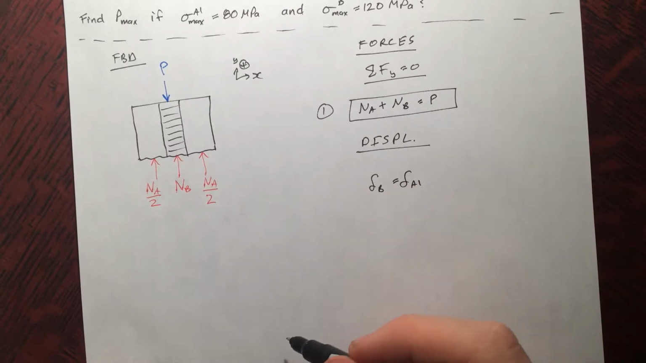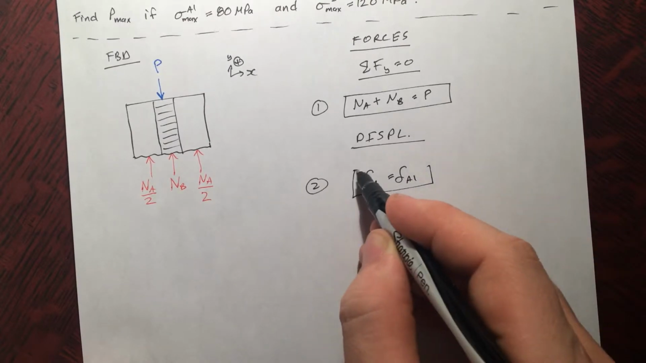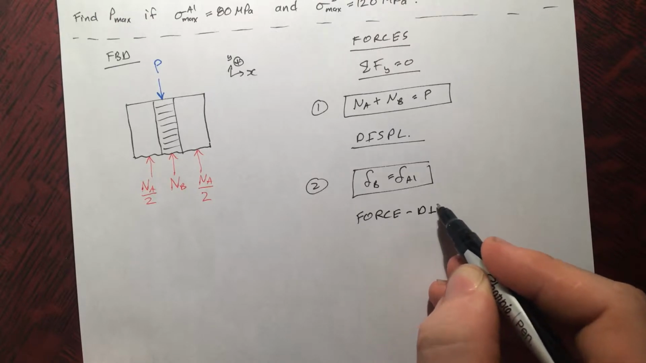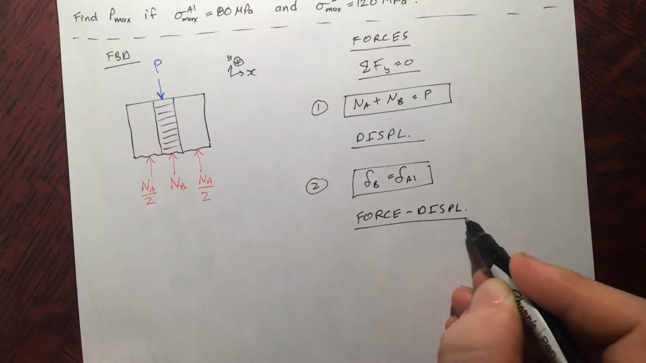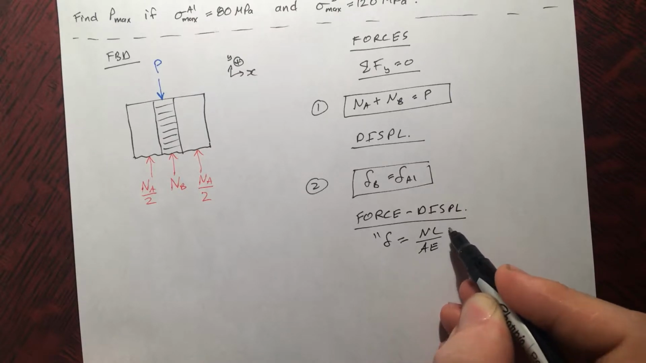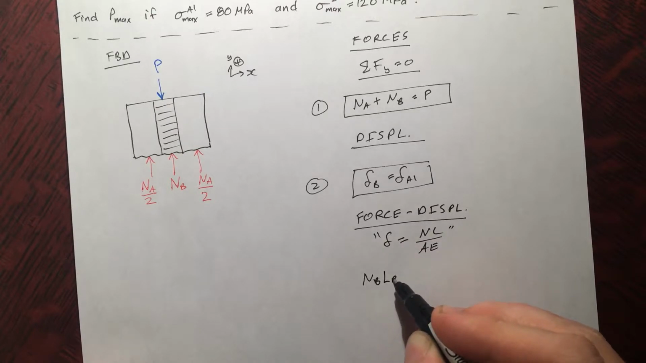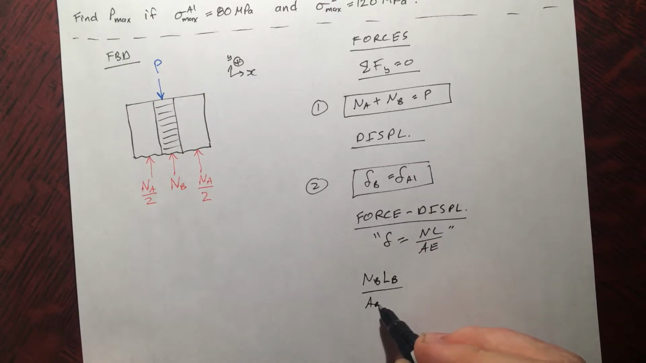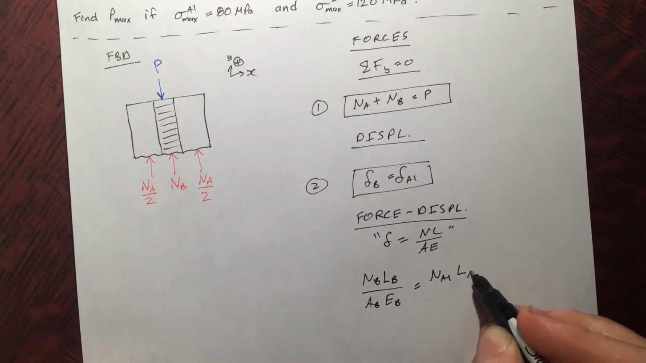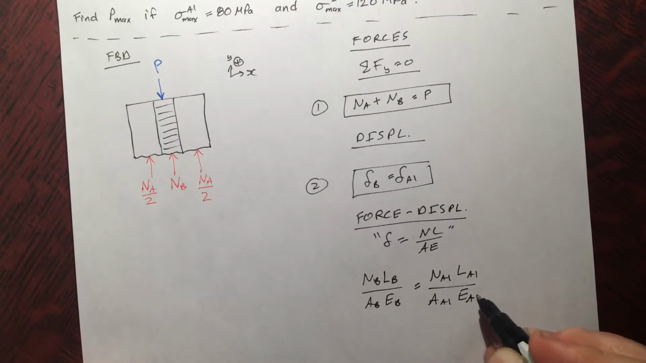All right, now let's just call this 2. Go into the force displacement relationship, and that, of course, we know very well, it's NL over AE. So we can write N_B L_B over A_B E_B equals N aluminum, length of the aluminum, A of the aluminum, E of the aluminum.